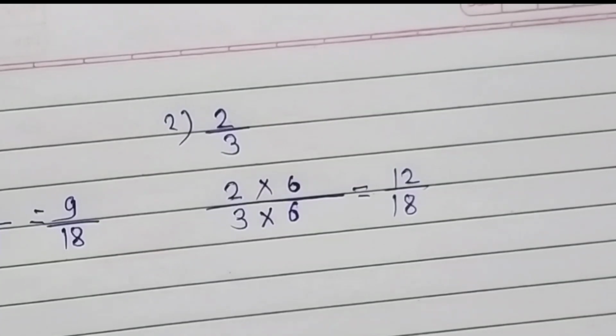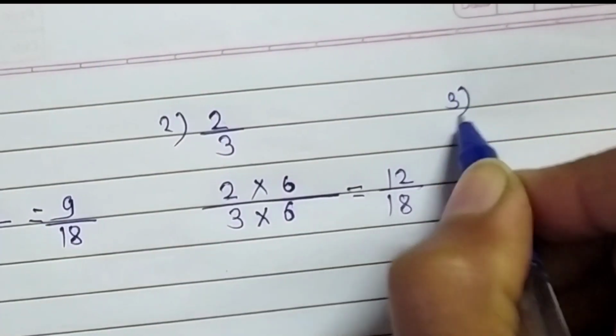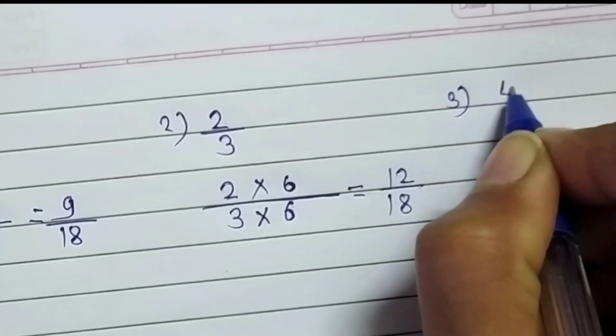Now look at the next question. The question is 4 upon 6.